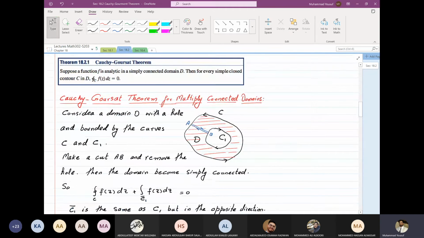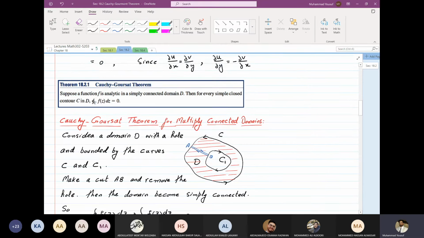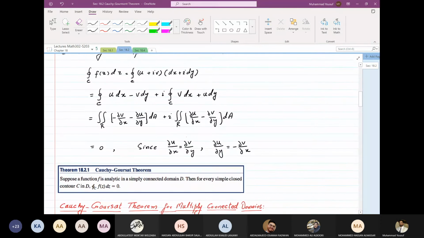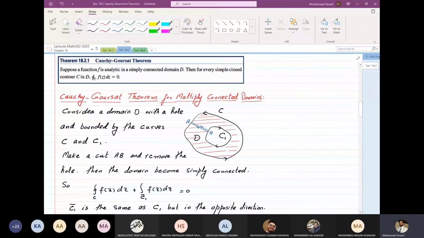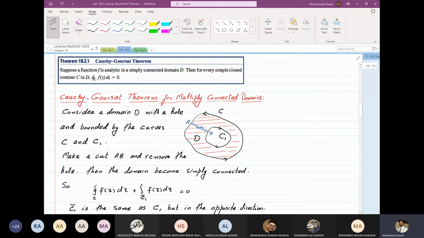And this is a theorem. What is this theorem? The Cauchy-Goursat theorem. It says, suppose a function f is analytic in a simply connected domain D. Then for every simple closed curve, the integral will be 0. That's it. And we have seen why it is 0 because f is analytic and it satisfies the Cauchy-Riemann equations, and applying Green's theorem we get the result. That is actually the proof of this theorem.